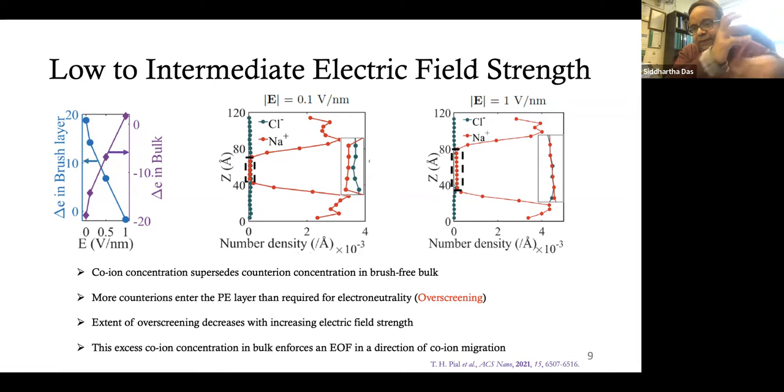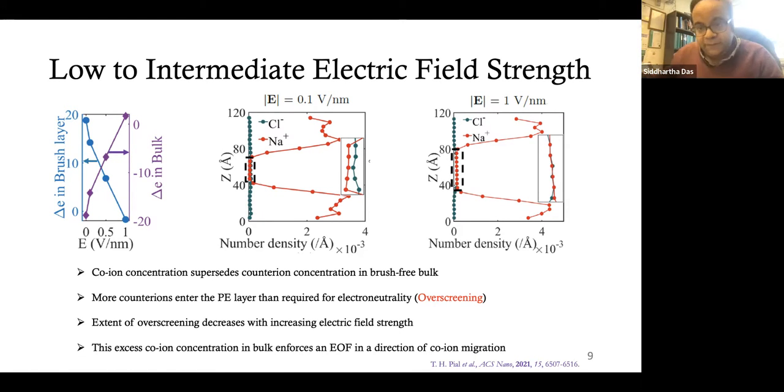So what then happens inside the brush-free bulk? Because there are more sodium counterions within the brush layer, inside the brush-free bulk you will now have more chloride ions. That is, there are more co-ions outside the brush, inside the brush-free bulk. Hence, when you apply an electric field, these co-ions within the brush-free bulk are the dominating transporting factor, and that leads to the electroosmotic flow being driven in the direction of the co-ion motion in the presence of the electric field.